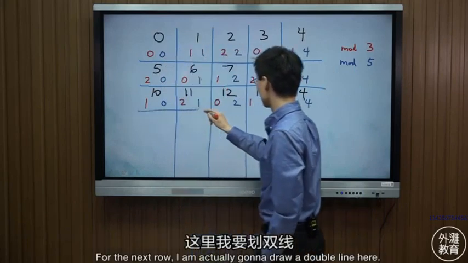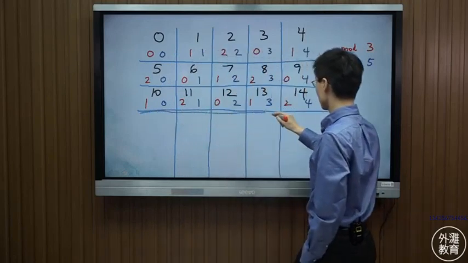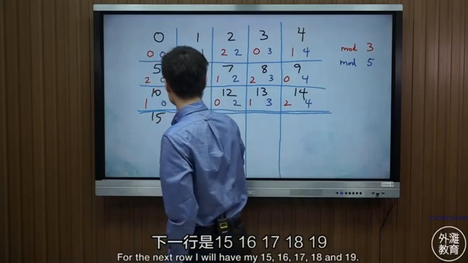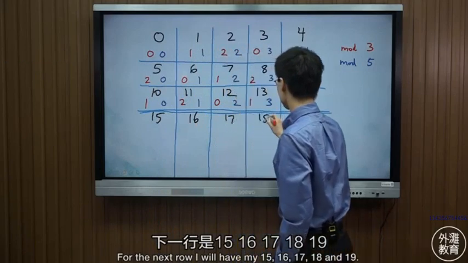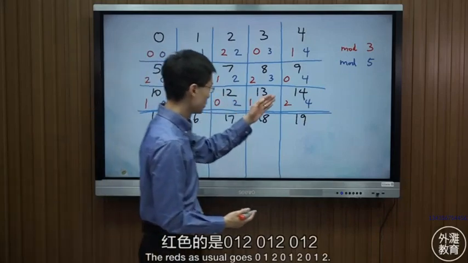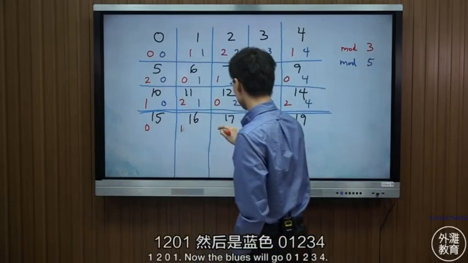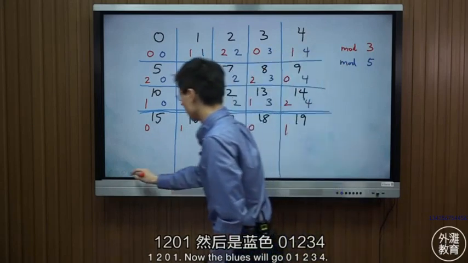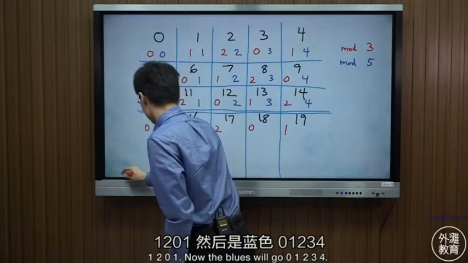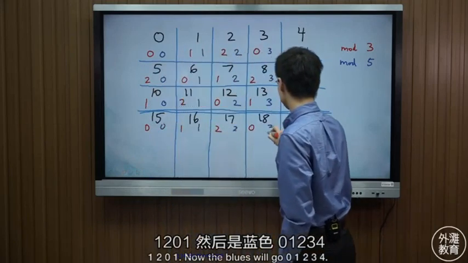For the next row, I'm actually going to draw a double line here. For the next row, I will have my 15, 16, 17, 18, and 19. The reds, as usual, go 0, 1, 2, 0, 1, 2, 0, 1, 2. I finished with a 2, so I'll start with a 0. 1, 2, 0, 1. Now, the blues will go 0, 1, 2, 3, 4.